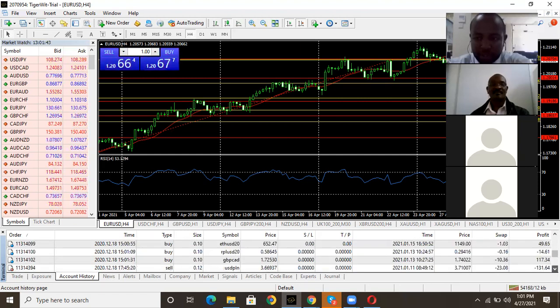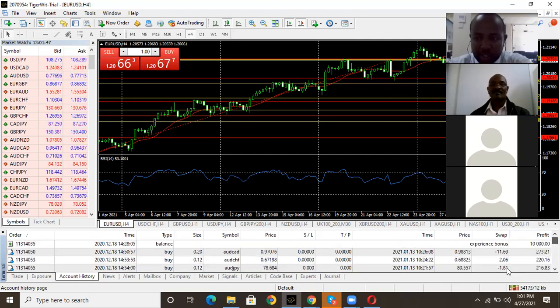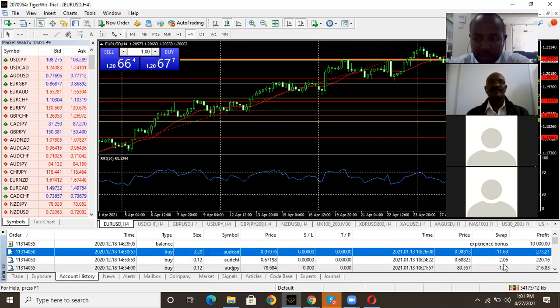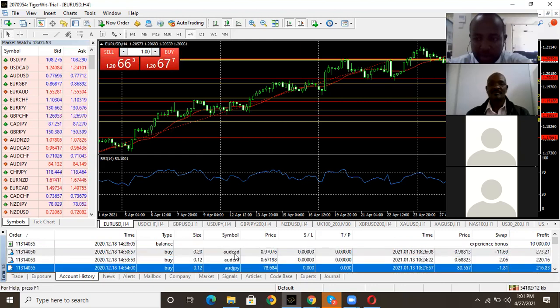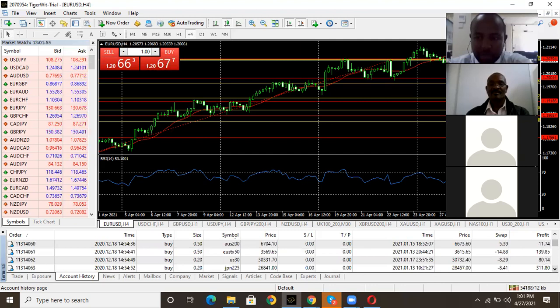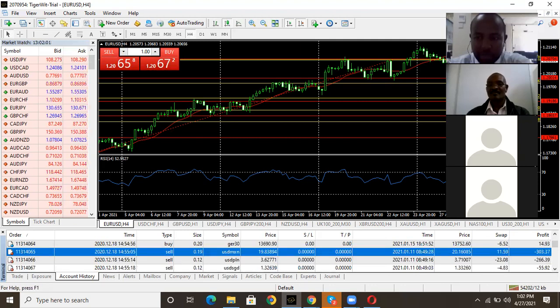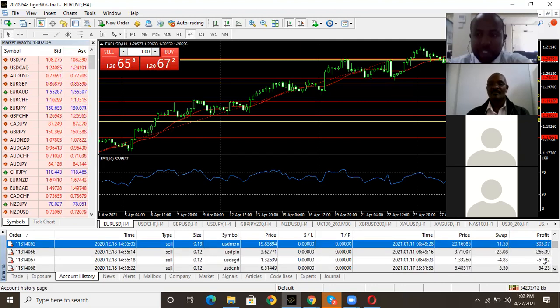You can see swap. This is what I wanted you guys to see. Look at this. This is swap. You can see here there's minus 11. Here there's minus 2, minus 1. Sometimes it might be negative. Sometimes it might be positive, like this one. You can see this was USD MXN. This was minus 11 swap. I had a minus 303, like that.